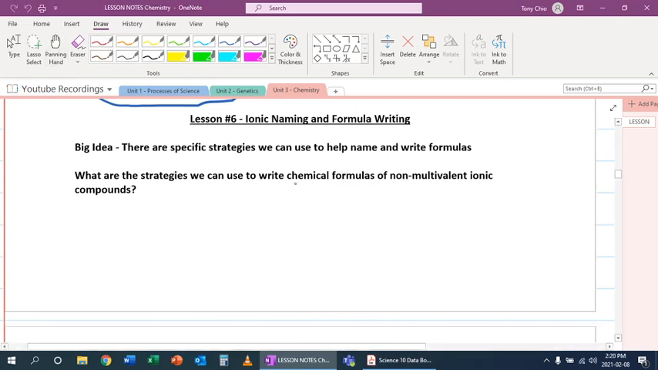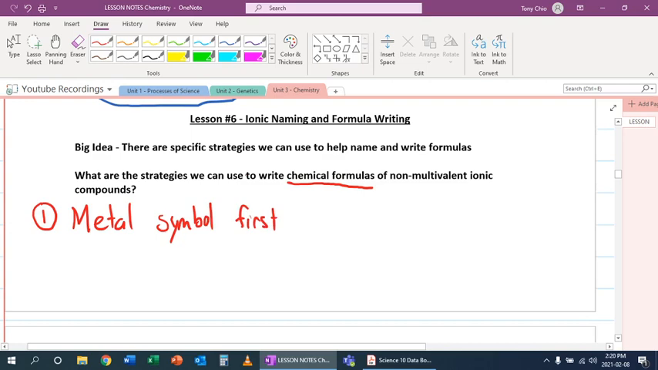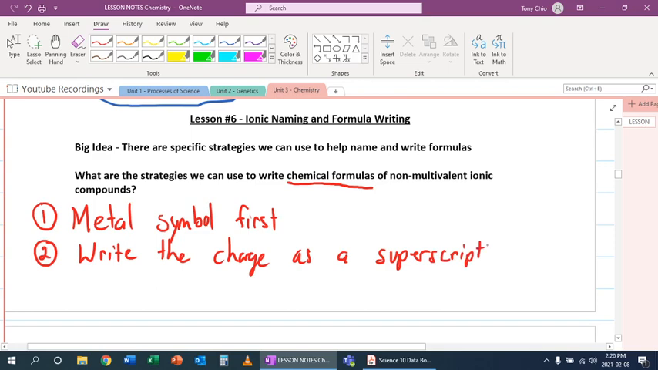So first of all, we're going to talk about chemical formulas. How do we write the chemical formulas? Well, we start off with step number one. We always write the metal symbol first. But then the second thing is, we also write the charge as a superscript. Superscript is just like an exponent. So we write their charge as a superscript. So we write the metal symbol first, non-metal symbol second.